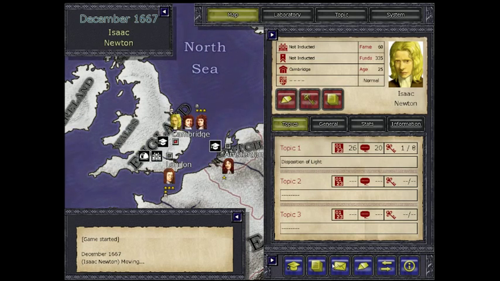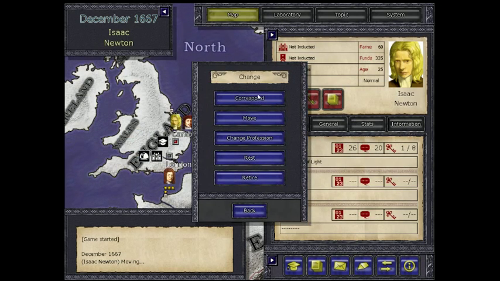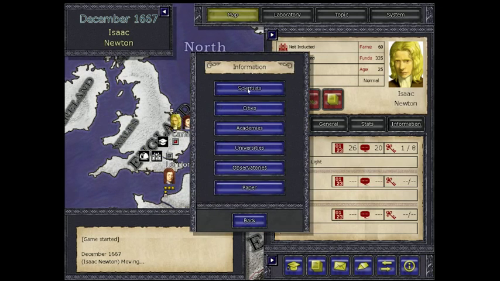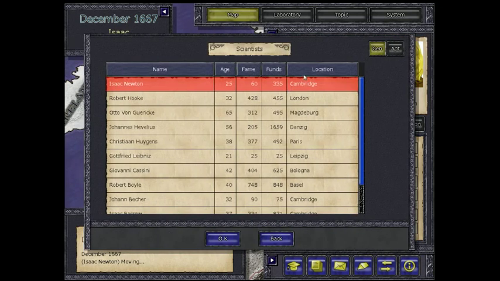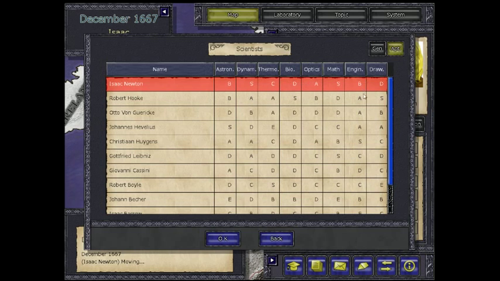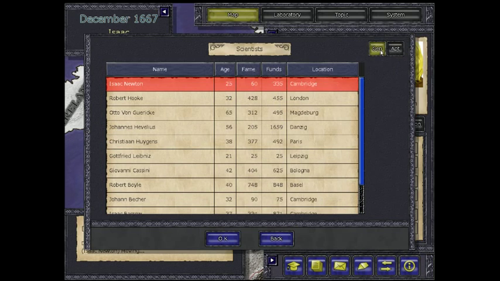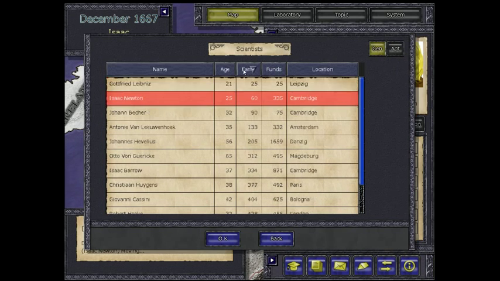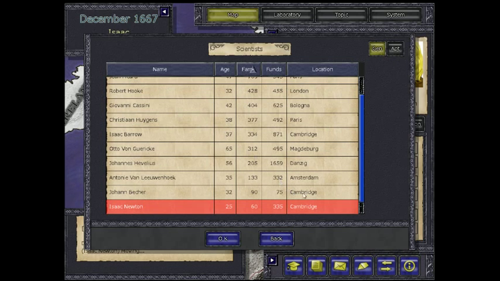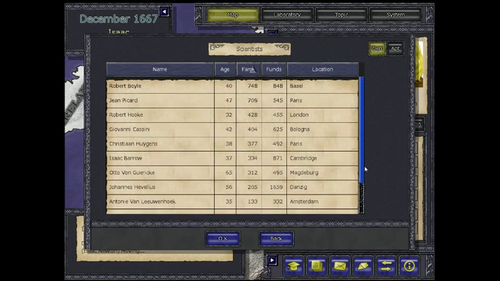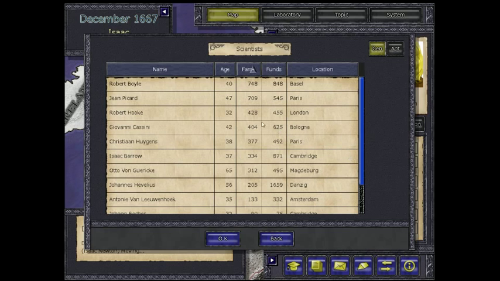So, we published a paper. Oh, and I wanted to just check out, I forgot where I checked out the other ones. Here we go. Scientists. I told you which ones had published papers. I can tell you who's the most famous scientist right now. Isaac Newton is the least famous, but he's young. Robert Boyle is the most famous.